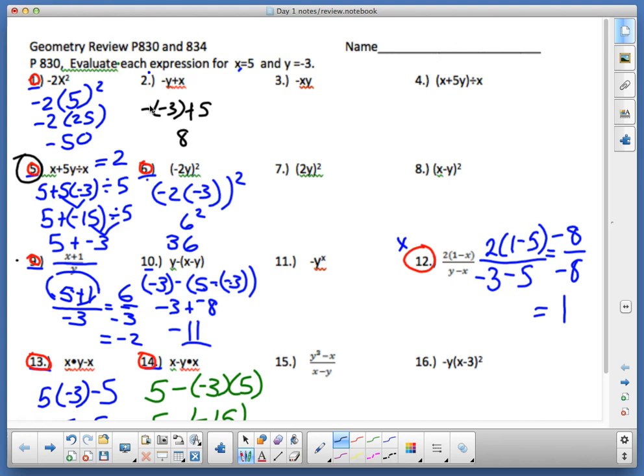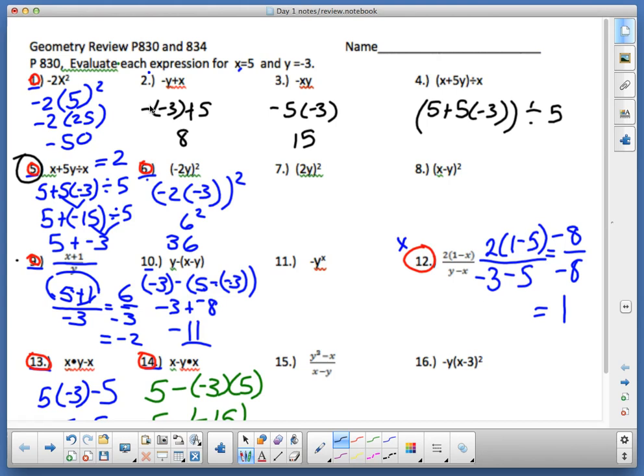Negative, negative is a positive. I've got the opposite of 5 times negative 3, which is just going to give me positive 15. Here at number 4, I've got x is 5, y is negative 3. Remember, order matters here, and x is 5 again.